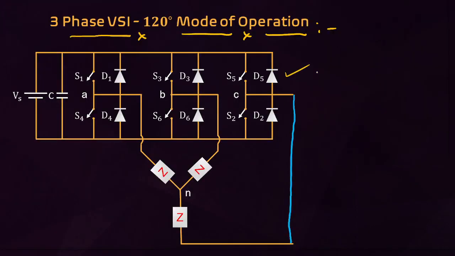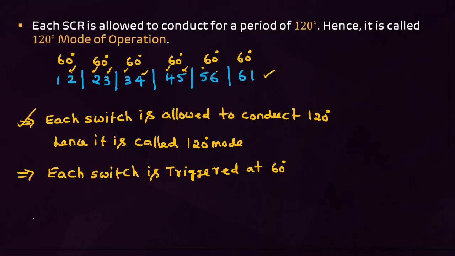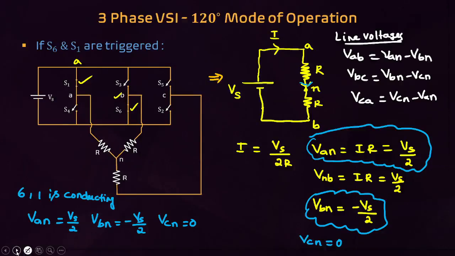Next, 120-degree mode of operation. In 120-degree mode, what is the sequence? 1, 2; 2, 3; 3, 4; 4, 5; 5, 6; 6, 1. But in 180-degree mode, 3 switches conduct at a time. In 120-degree mode, only 2 switches are conducting at a time. Each switch conducts for 120 degrees. Here also there is a 60-degree interval. But this operation is not important.